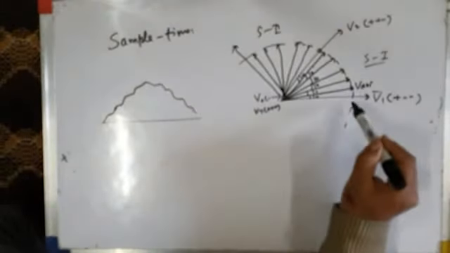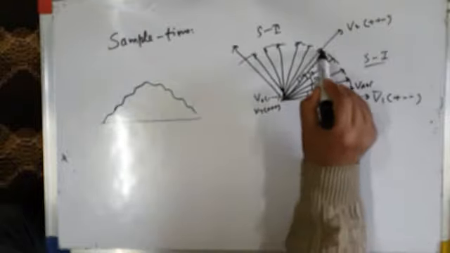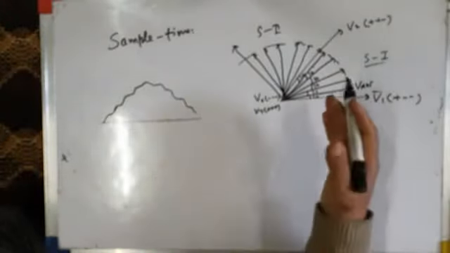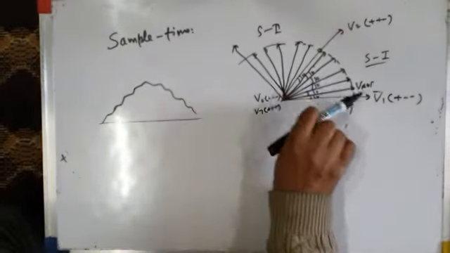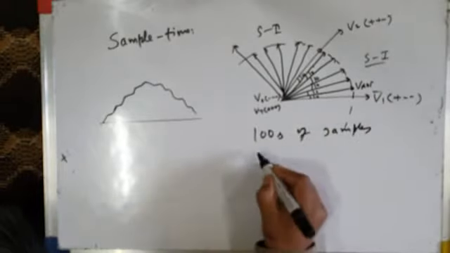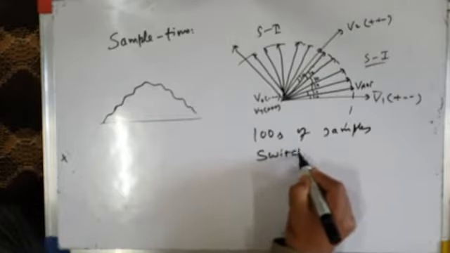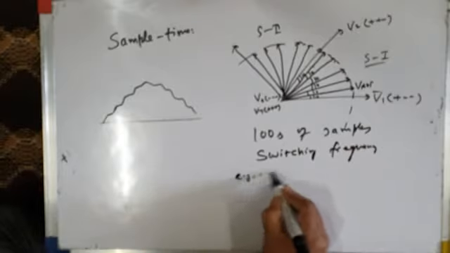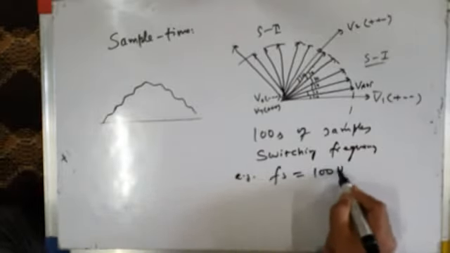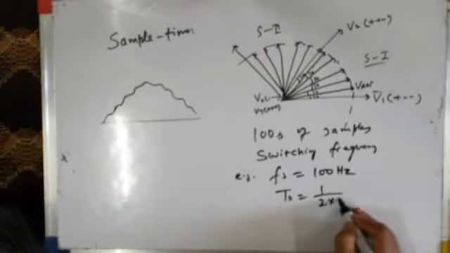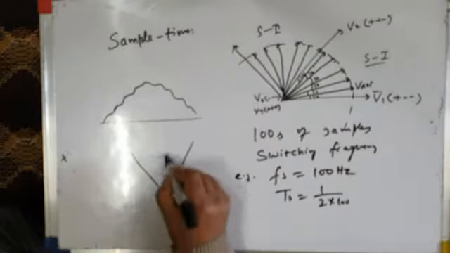Actually, in one sector, when you rotate your reference vector from this position to this position, you should have a large number of samples, not just 5 or 6 samples. It has been seen that hundreds and hundreds of samples are there in each sector. It depends upon the switching frequency. For example, if switching frequency is just 100 hertz, the sample time will be 1 over 2 into 100. Sample time is half of the carrier.